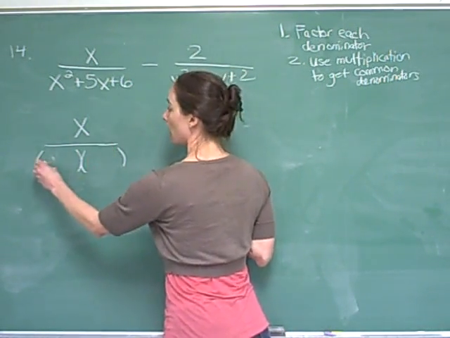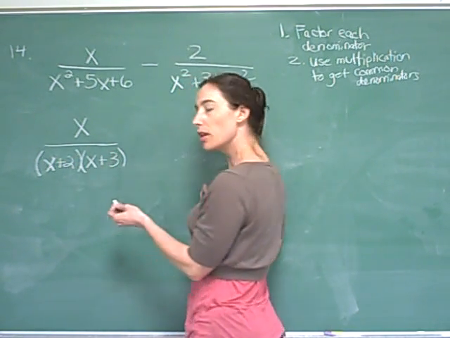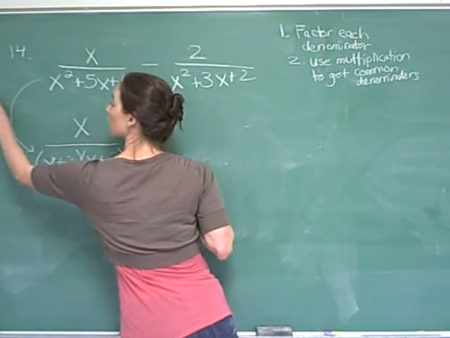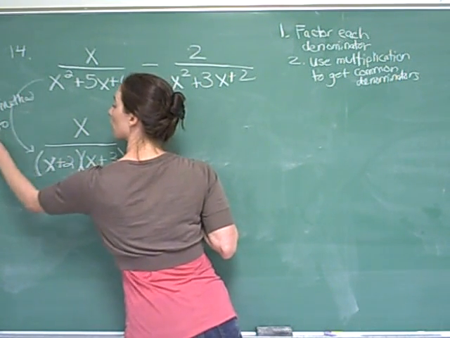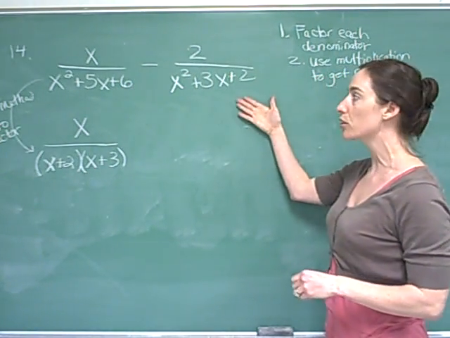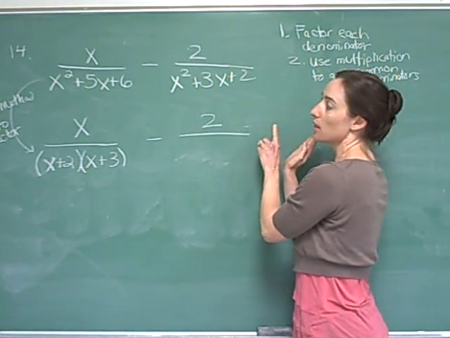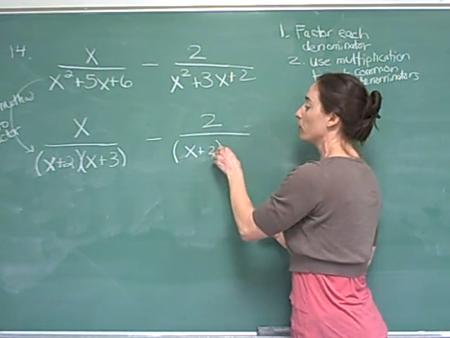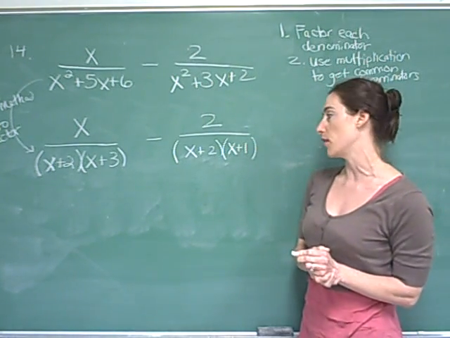So factoring this trinomial, I'm going to get x plus 2 times x plus 3. And I'm going to put a little note here that I should use AC method to factor this. There we go. And I'm going to do the same process over here. I can use AC method on some scratch paper on the side to factor this trinomial, and I'll end up with the factors x plus 2 times x plus 1. So we're one step closer to getting our common denominator.